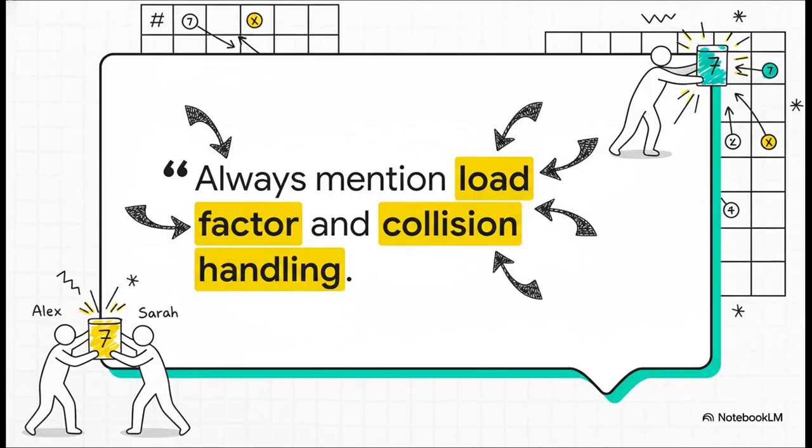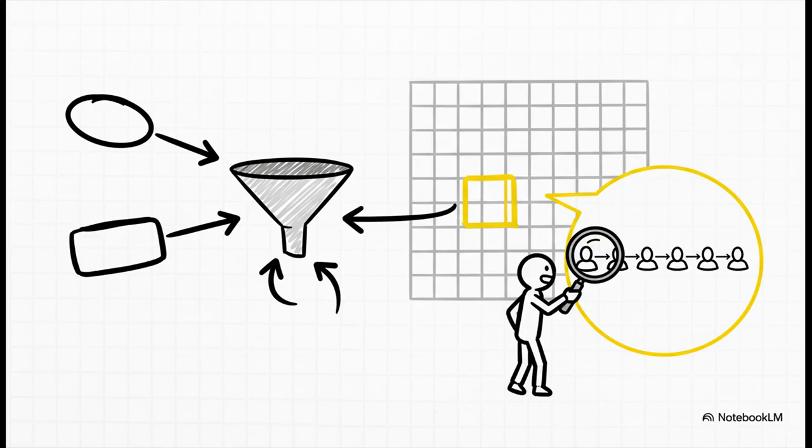But hang on, if you're ever in a technical interview, this is where you really shine. What happens if that special rule tells the host to put both Alex's coat and Sarah's coat on rack number 7? That's what we call a collision, and how you handle those collisions is absolutely critical to a hash table's performance. And there's the catch.